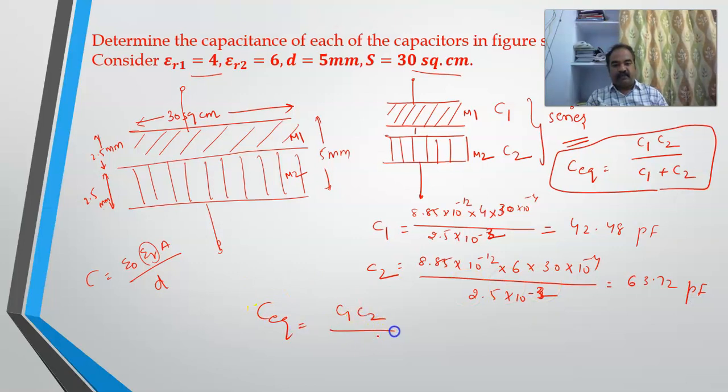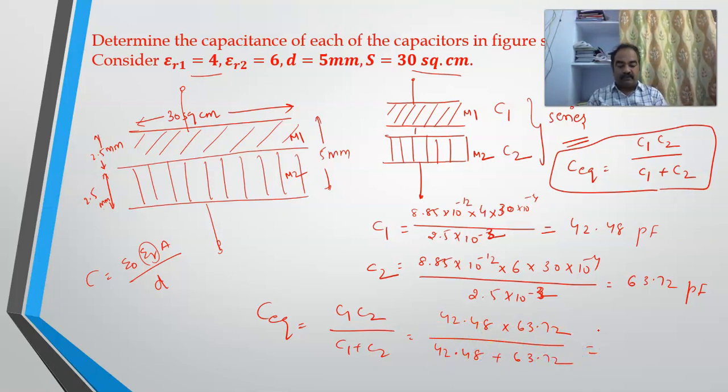Now what is the C equivalent for me? It is C1 C2 by C1 plus C2. So it is 42.48 into 63.72 by 42.48 plus 63.72, which is 25.48 picofarads. So this is the way we will be determining the capacitance.